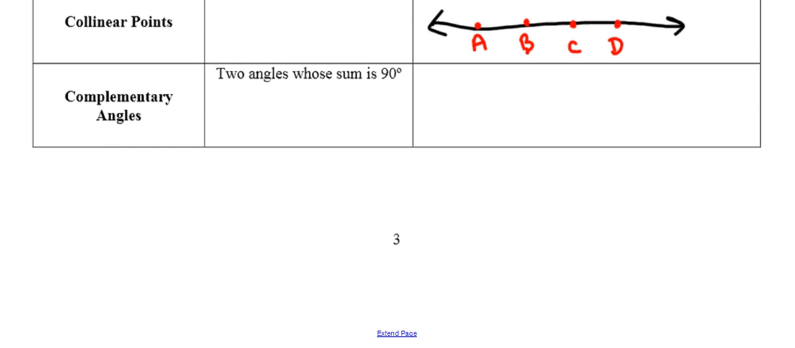Complementary angles are going to be 2 angles whose sum is 90 degrees. The way I know this angle is 90 degrees is because it's marked with the square. They're not necessarily congruent angles, but 2 angles who add up to 90 degrees.